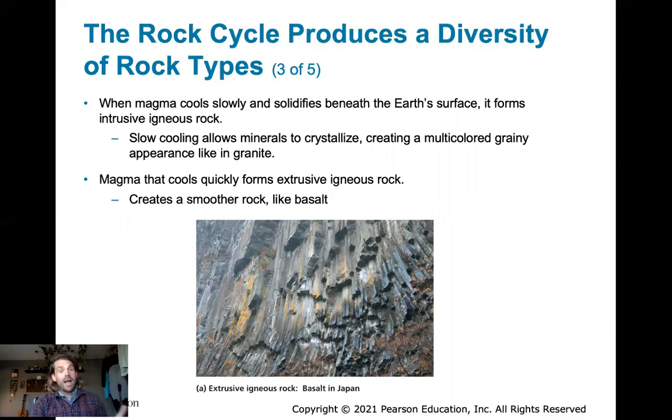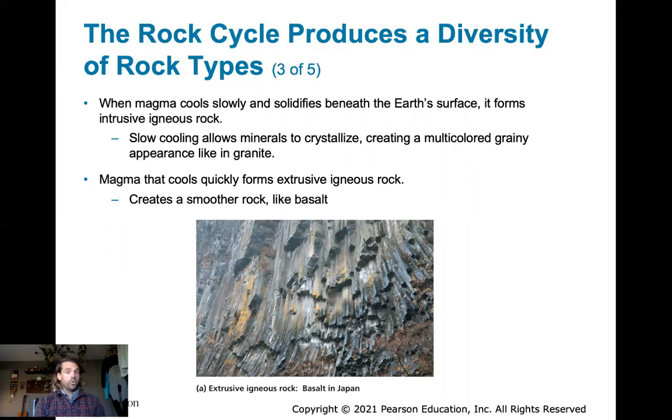When magma cools slowly and solidifies beneath the Earth's surface, it forms intrusive igneous rocks. This slow cooling allows mineralization to occur, creating this multicolored, grainy appearance, like in granite. If any of you have ever gone rock climbing out at Yosemite, for example, that's an example of granite that has been cooled slowly under the earth.